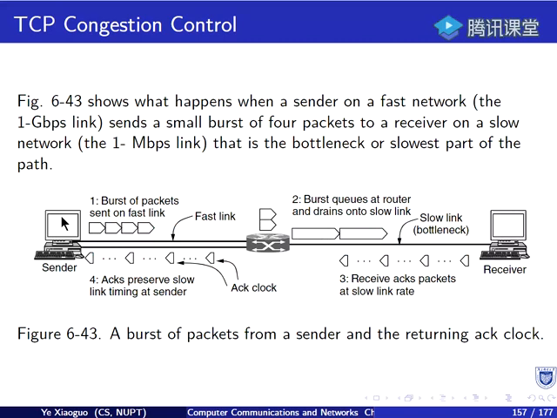Figure 43 shows what happens when a sender on a fast network sends a small burst of full packets to a receiver on a slow network. That is the bottleneck, or slowest part of the path. Here is the fast link. This is the slow link. So there is a bottleneck on this link. A burst of packets is sent on the fast link. The burst queues at the router and drains onto the slow link. The receiver ACKs packets at the slow link rate. Then the ACKs preserve the slow link timing at the sender.